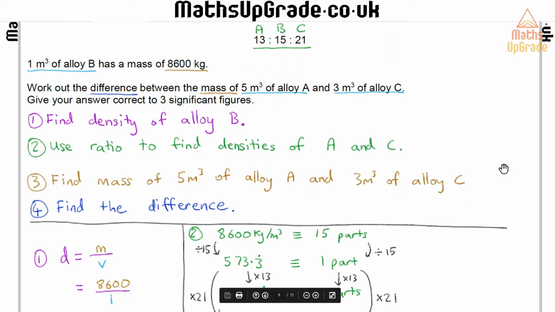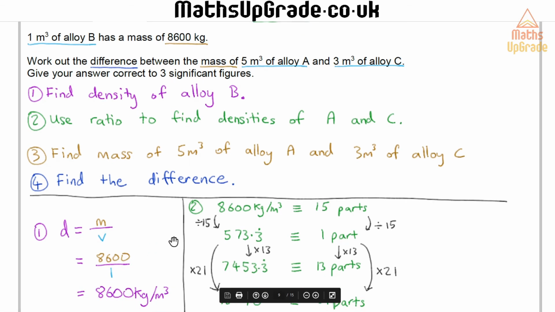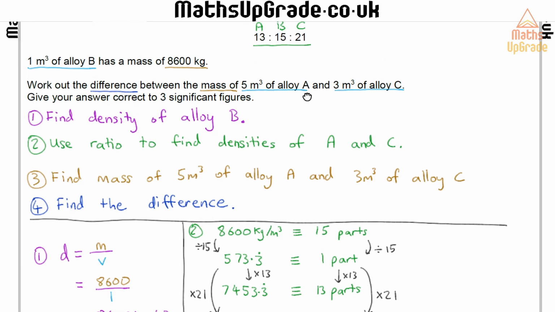So the density of alloy B. Well, its density is given by mass divided by volume. So here's the mass of 1 meter cubed of alloy B. There's the volume, 1 meter cubed, which is just 1. Divide those through, I get 8,600 kilograms per meter cubed. It's inferred in the question anyway. The second thing I'm going to do is use the ratio given here to find the densities of A and C.